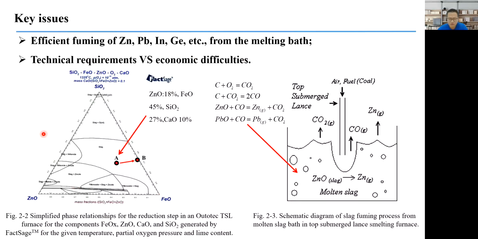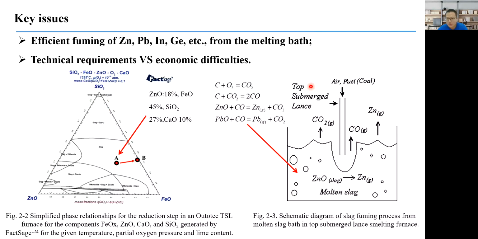Previously, we knew the composition of the zinc-rich slag. Somewhere here, it's point A. Once we get those valuable metals nicely recycled with fuming furnaces, we are approaching point B. So it's going to be again the iron, silica, and calcium. So this is a ternary slag system again. The problem is how we can utilize the phase equilibrium here, and what kind of thermodynamic parameters are needed for the fuming process.